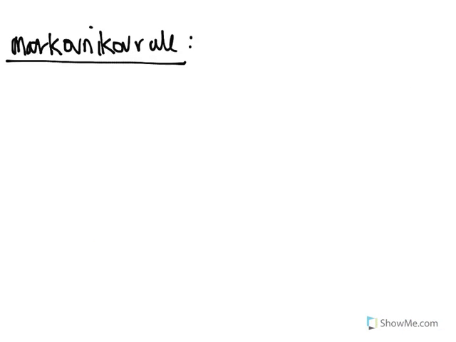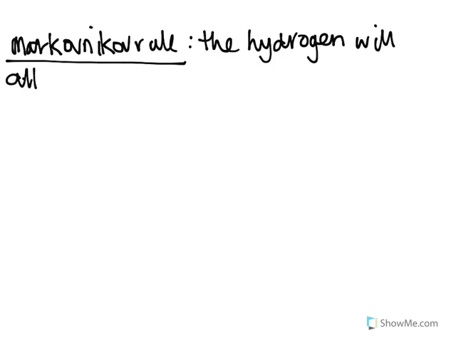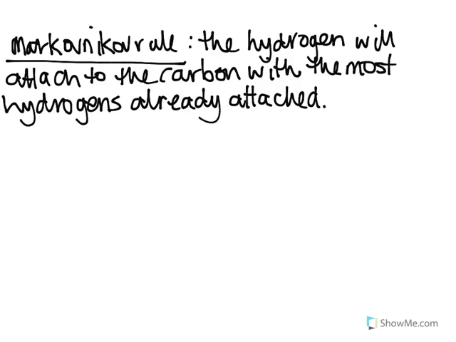So to help us get the right product we have the Markovnikov rule, and basically what this says is the hydrogen will attach to the carbon that has the most hydrogens already attached. Or in other words, in terms of hydrogen, the rich get richer. This is to help you remember, but it's not the reason it happens. It's not an explanation of why.